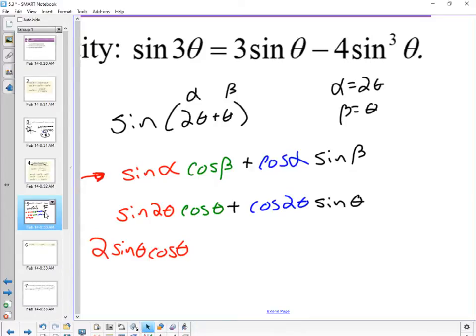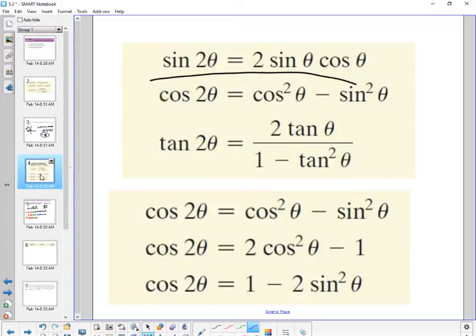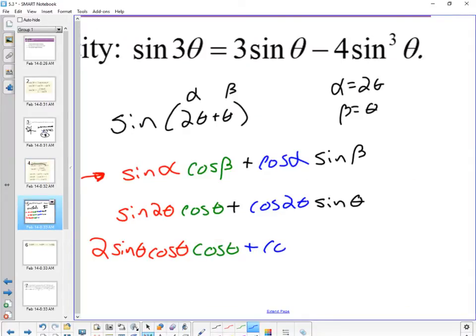Now the green part is going to stay for now because I can't do much with it. But I've got a double angle for cosine. Double angle for cosine is cosine squared theta minus sine squared theta. So cosine squared theta minus sine squared theta. Okay, so this is getting multiplied by sine theta, right? You guys following my colors? Yeah. We're good so far?